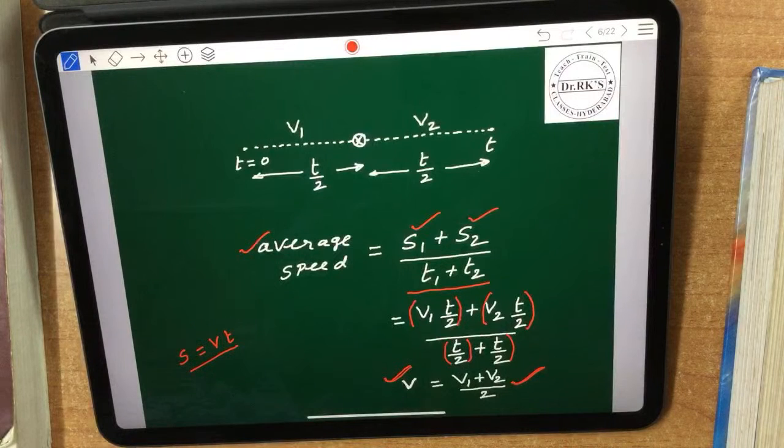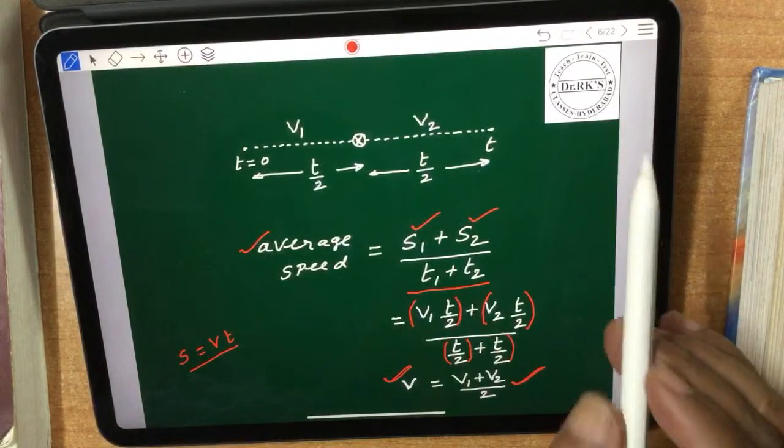What about the earlier one? The earlier one is 2v1v2 by (v1 plus v2), for half of the distance. But for half of the time it is (v1 plus v2) by 2. If you want, note down this concept. I'll give 1 minute. If anybody wants to note it down, you can note it down.